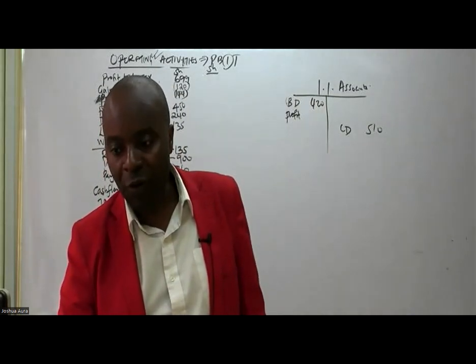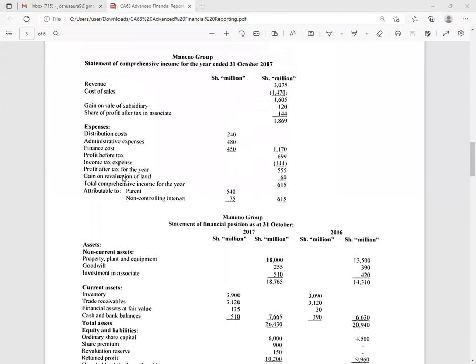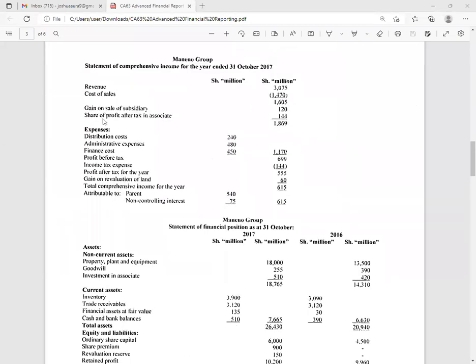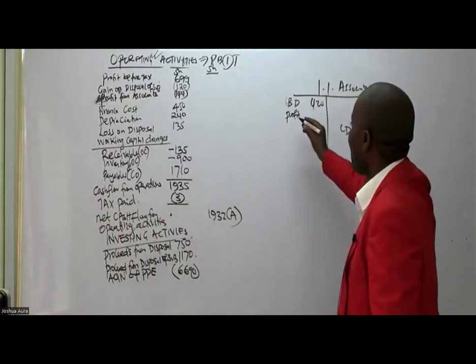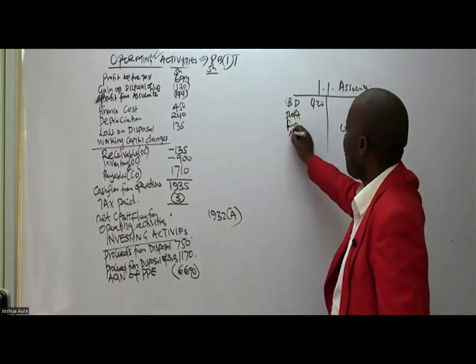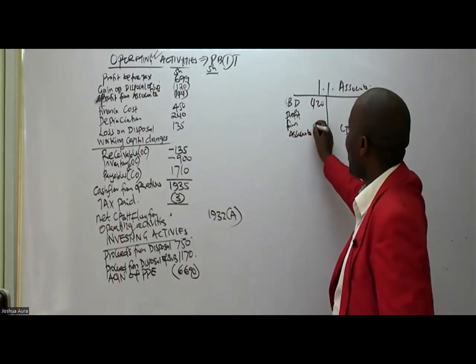Share of profit from the associate, remember. Share of profit from the associate is 144 there, and that is it really. There's nothing much here. So profit from associate, remember, is 144.